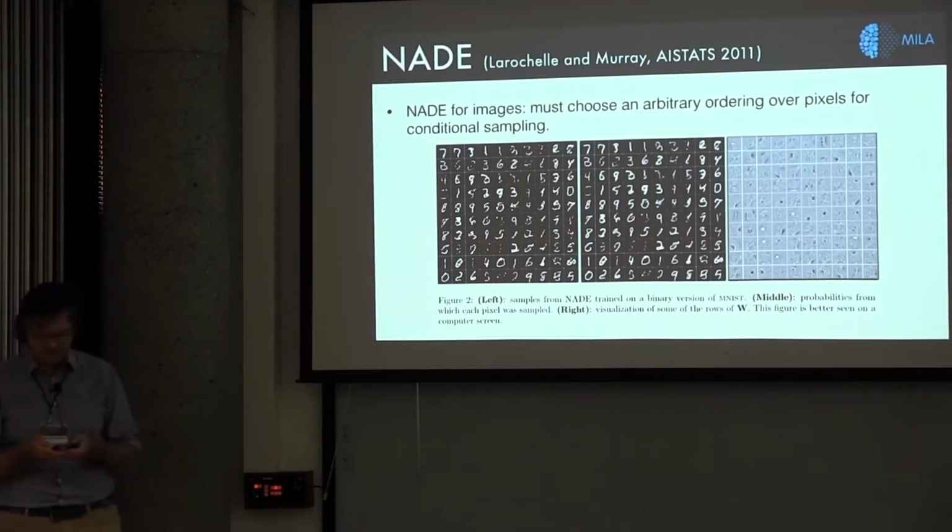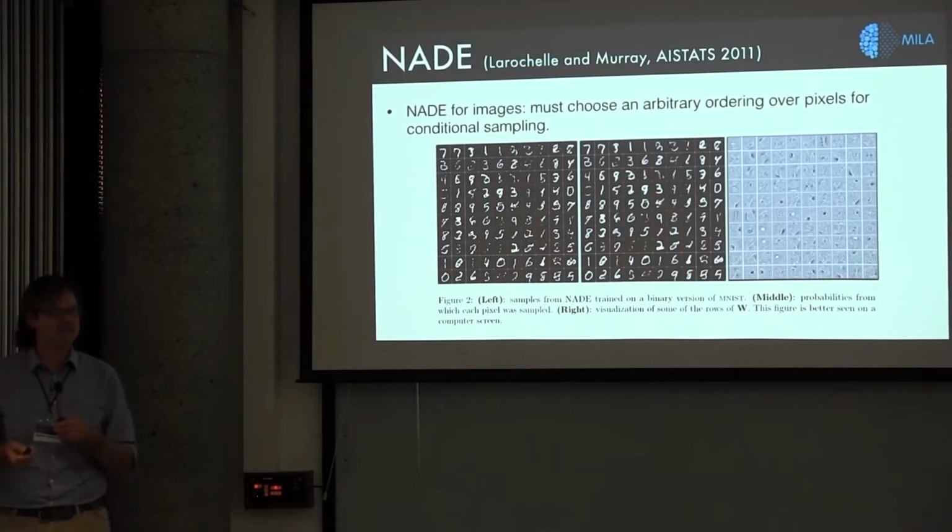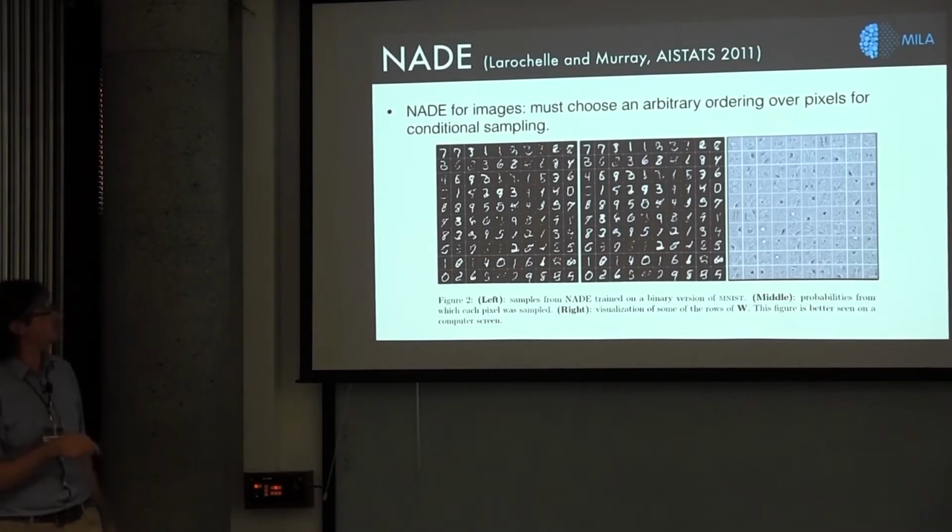So this is the MNIST dataset. You saw some samples from it before in the last talk. Here we have essentially samples from that model. And you can see they're not very good samples, right? You could easily distinguish them from true samples from this distribution.